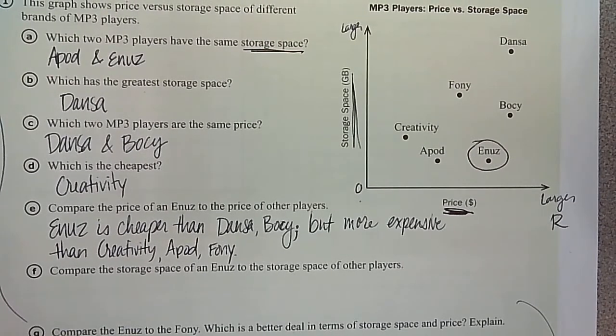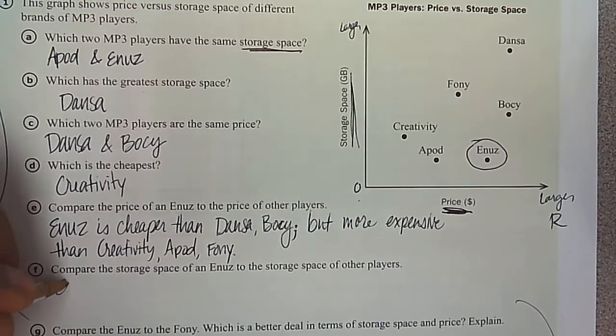Alright. Cool. Alright, so I believe we have F on this one also. I'm just going to do all page 7, so you should have that between 2 slides. Compare the storage space of eNoise to the storage space of other players. Storage space. So eNoise storage space. So it looks like it ties with iPod.